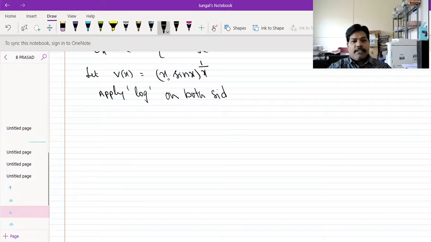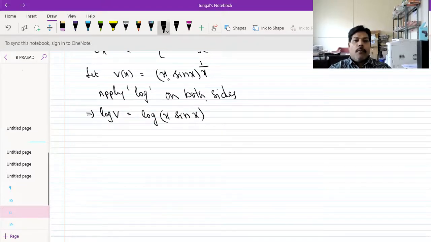On both sides, what will we get? Apply the log on both sides. So log v is equal to log of (x sin x) whole power 1 by x.